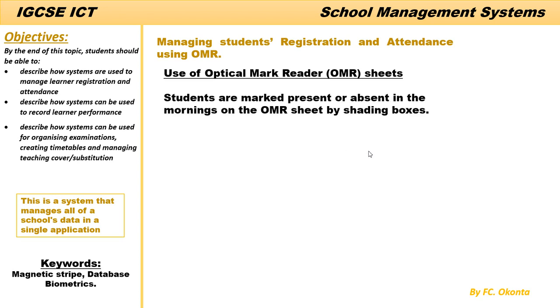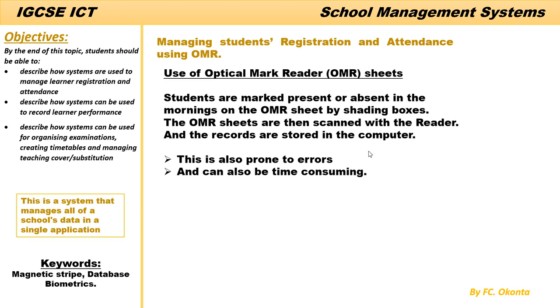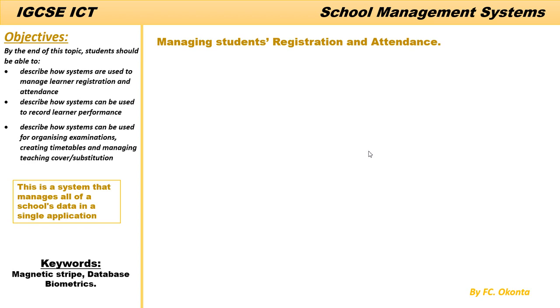Students are marked present or absent in the morning on the OMR sheet by shading boxes. The OMR sheet is then scanned with the reader, and the records are stored in the computer. This is also prone to errors, and it can also take time. We can improve this by using the ID card with magnetic stripe. Now, how does this method work?